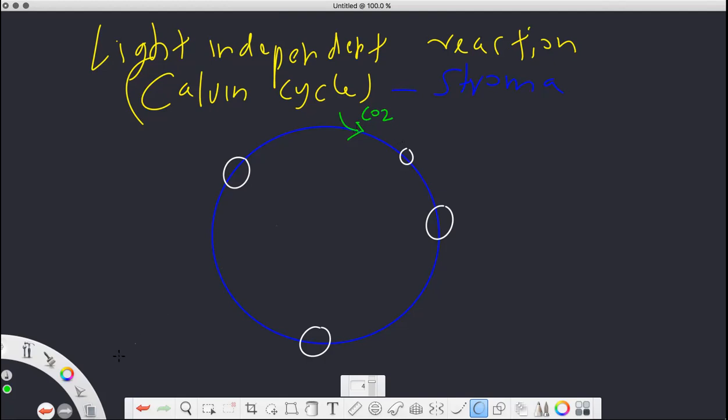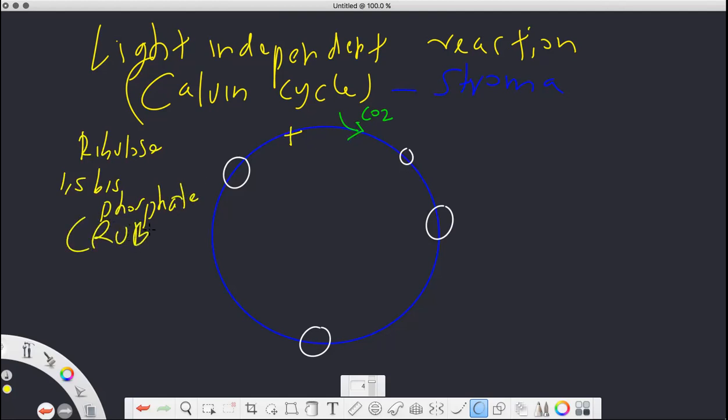Right, now let's see the first reaction. Carbon dioxide plus ribulose bisphosphate, ribulose 1,5-bisphosphate, abbreviated RuBP. So RuBP combines with carbon dioxide to make an intermediate product, and then it moves to the other product.